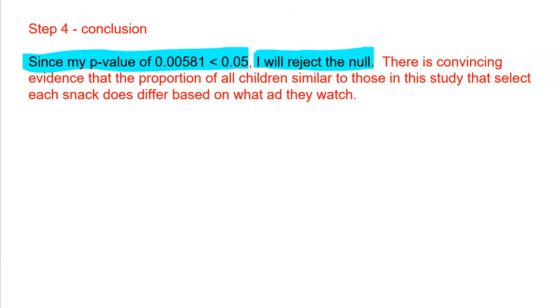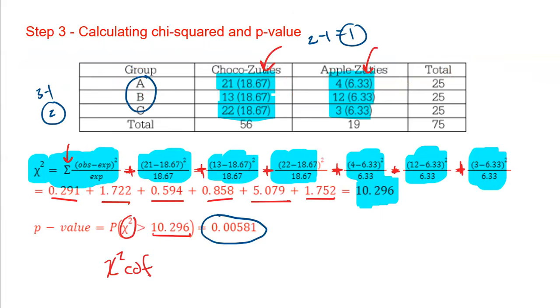So again, hopefully that all makes sense. If we go back to the data, we can eyeball which ones have the biggest changes here. The biggest change is probably this one right here. In group B, where they watched the Apple Zooties ad, we ended up getting more kids choose Apple Zooties than we originally would have thought. So hopefully that makes sense there.